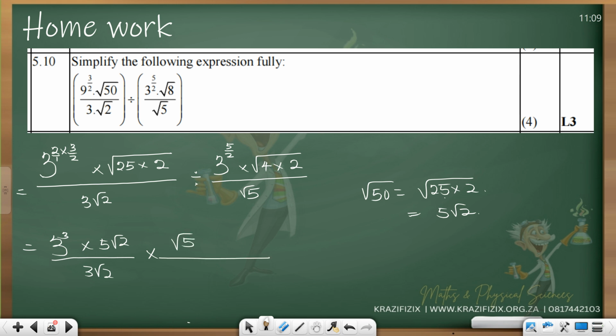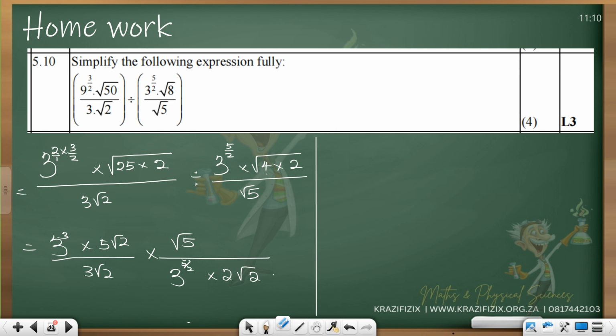We change it, applying the laws of maths. 3 to the power 5 over 2 times, what's the square root of 4? 2 and root 2. I hope I haven't lost anyone. Please, again, you still have a few days before school opens. Try to go over the lessons.